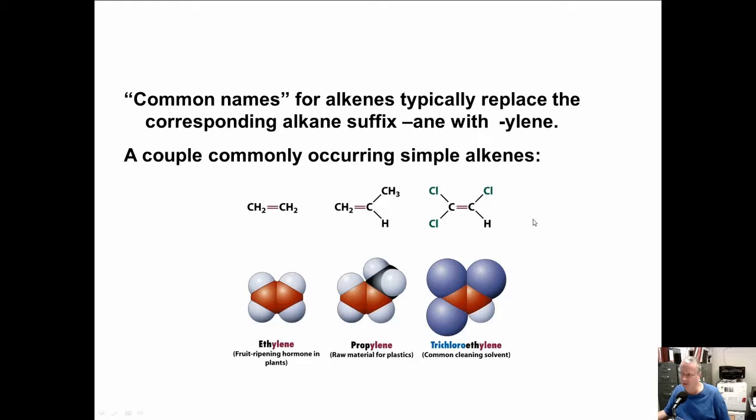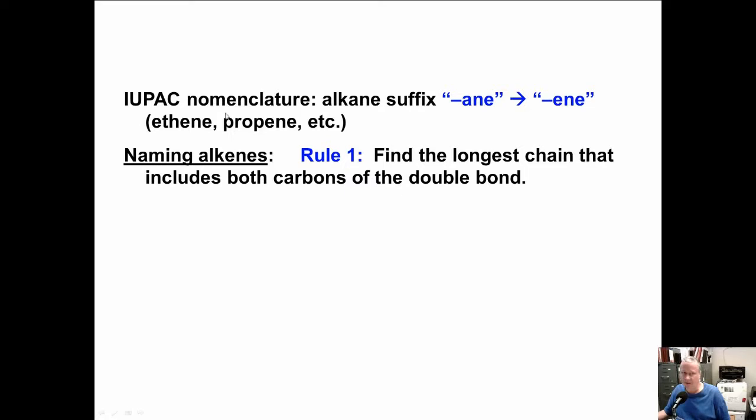So, systematic or IUPAC naming. We're going to convert the -ane into an -ene. All right, so the first rule is to find the longest chain that includes both carbons of the double bond. So in this case, the main chain is on the bottom here, 1, 2, 3, 4, 5. It's a methylpentene, and the naming will probably be like 3-methylpentene. Okay.